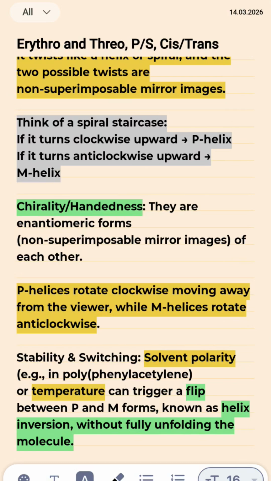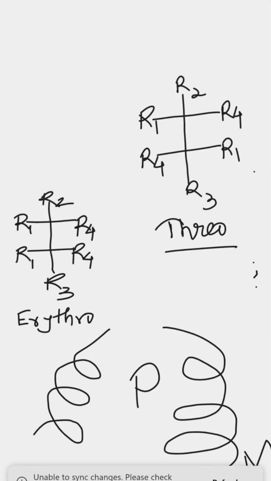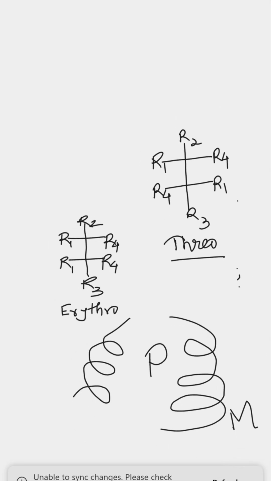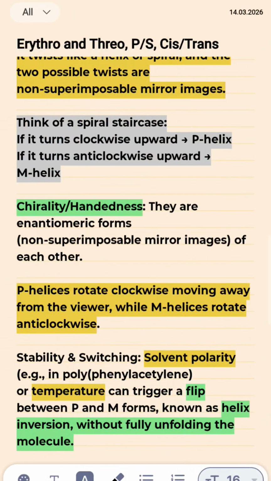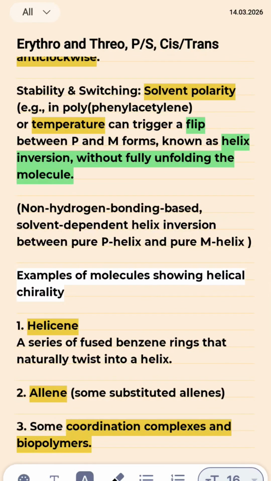So let us try to visualize it. This is just for visualization. Here we are seeing P and here we are seeing M. We can see how they have just the opposite turns. And now, stability and switching. Switching means converting from one form to the other.